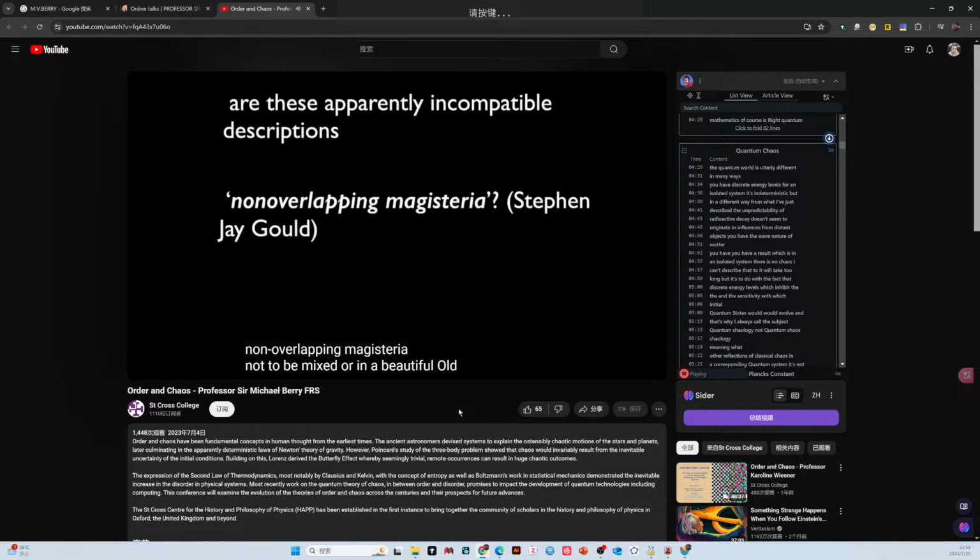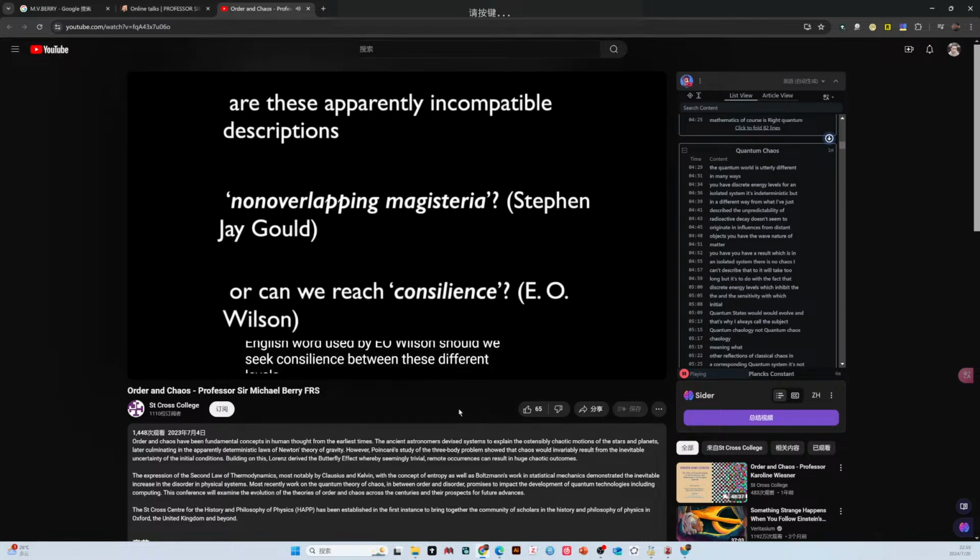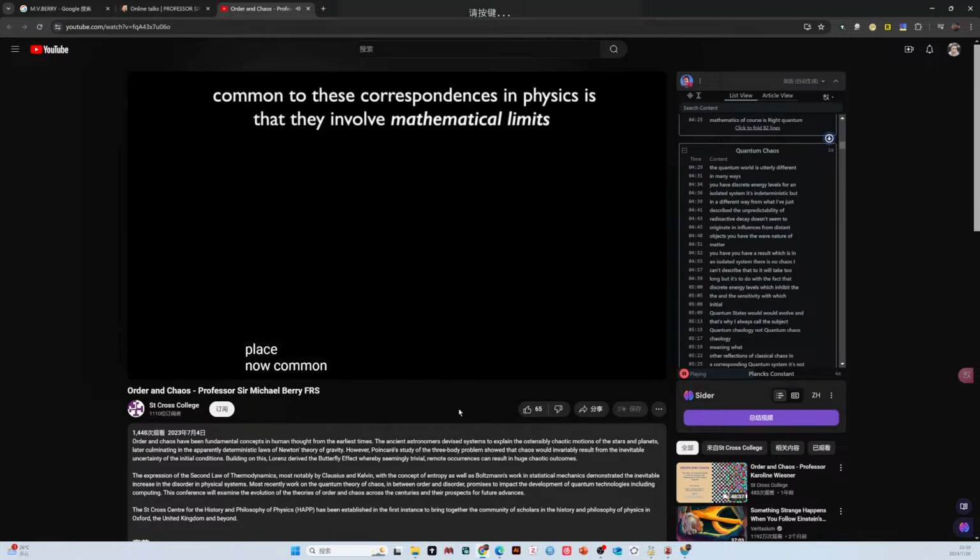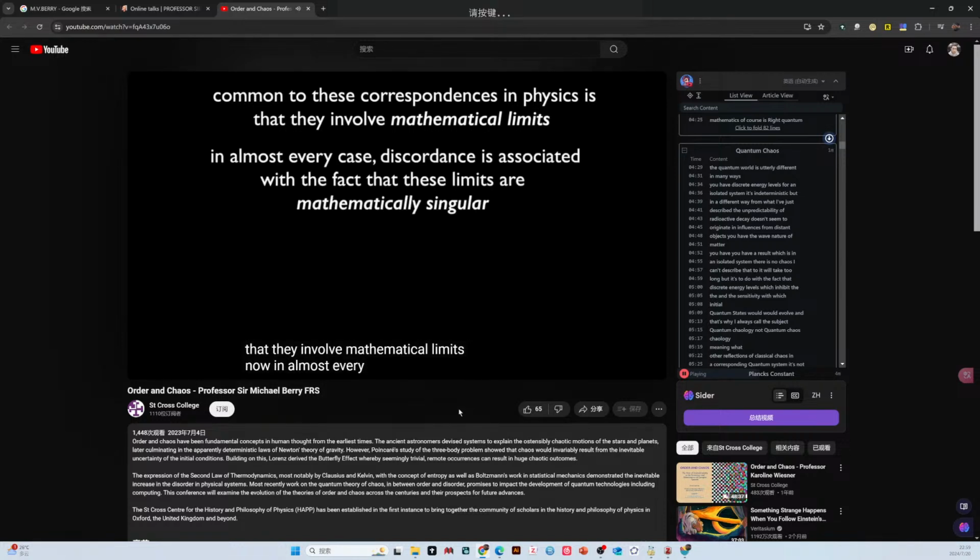Or, in a beautiful Old English word used by E.O. Wilson, should we seek consilience between these different levels? Now, I'm more sympathetic with the second, but they both have their place. Common to these correspondences is that they involve mathematical limits. In almost every case, discordance is associated with the fact that these limits are mathematically singular.